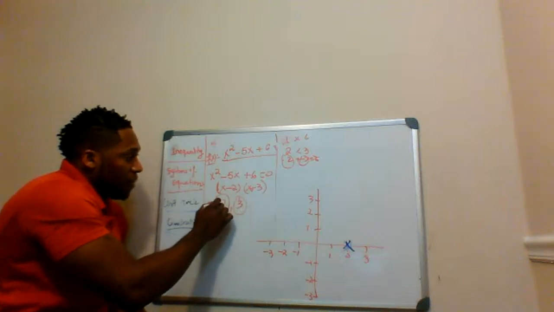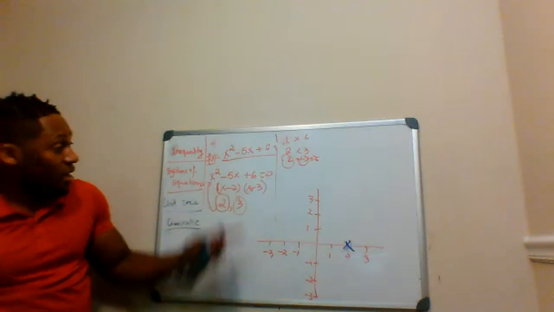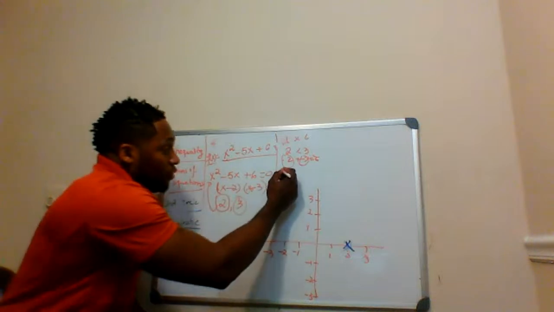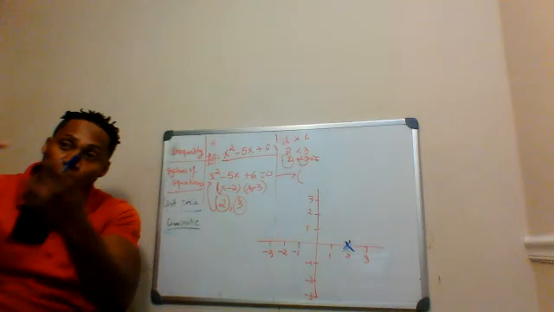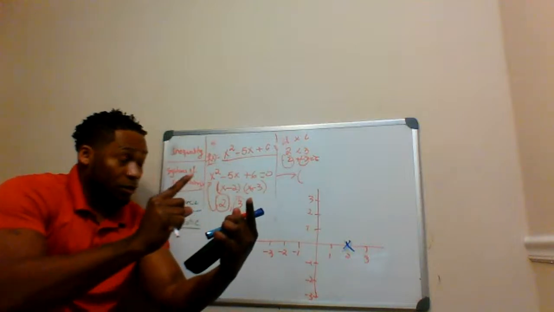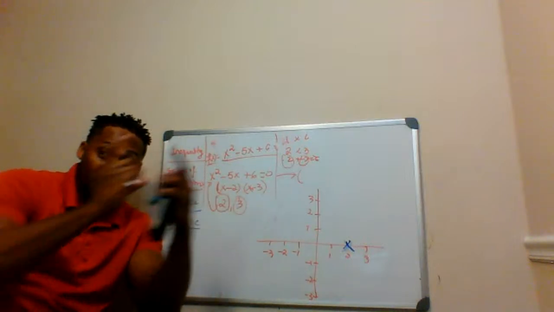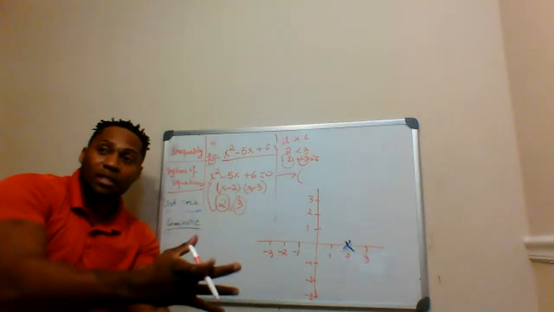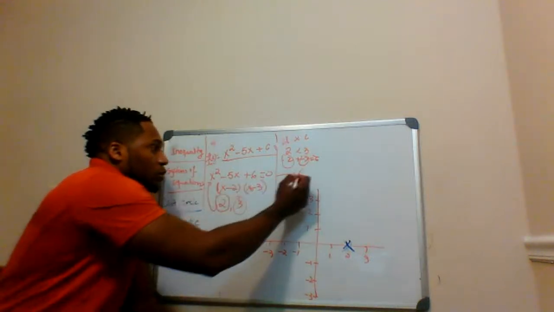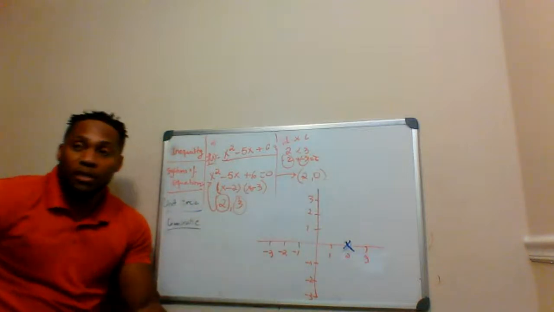That means if I plug 2 inside of this equation, I should get 0. So the first point is x is equal to 2, f of x is equal to 0. So when x is equal to 2, f of x is equal to 0, which means y is equal to 0. That's the same thing. So 2, 0 is one of the points that I'm looking for.